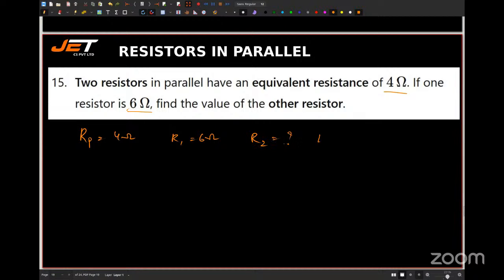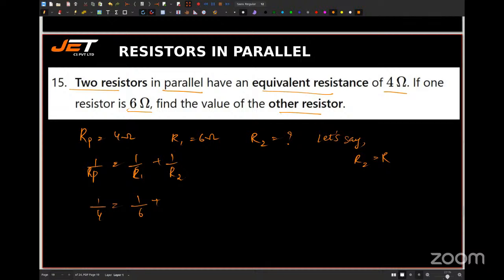So let's say R2 is equal to R, and put the formula for parallel. See the question, there are keywords in the question. Equal resistance, we need to find the other resistance, two resistors are in parallel. Parallel is important. So 1 by RP is equal to 1 by R1 plus 1 by R2. So what is RP? 1 by 4 is equal to 1 by 6 plus 1 by R.